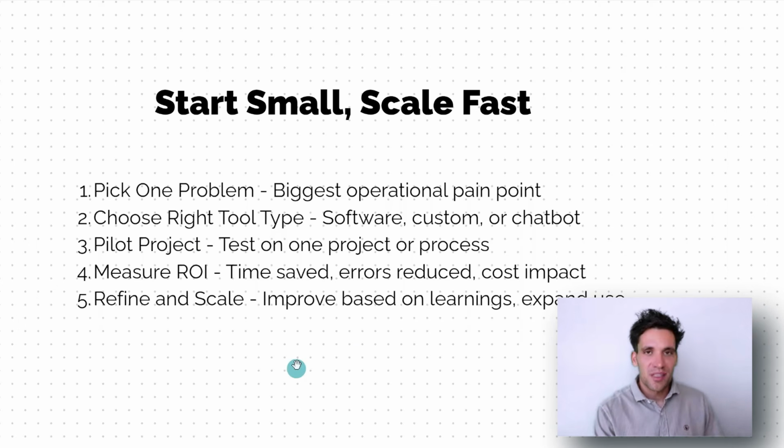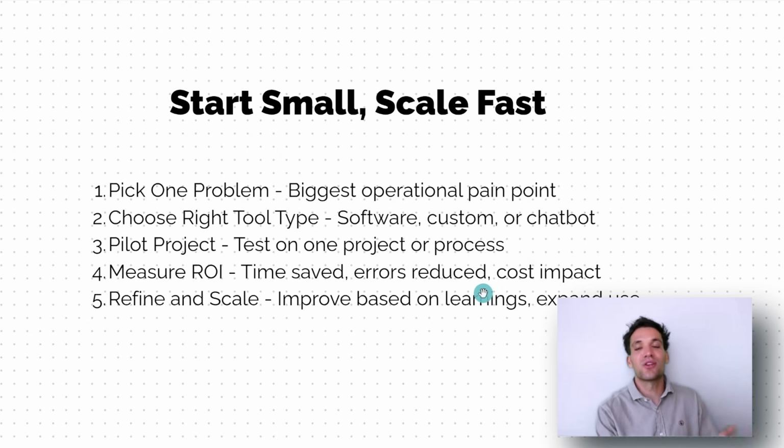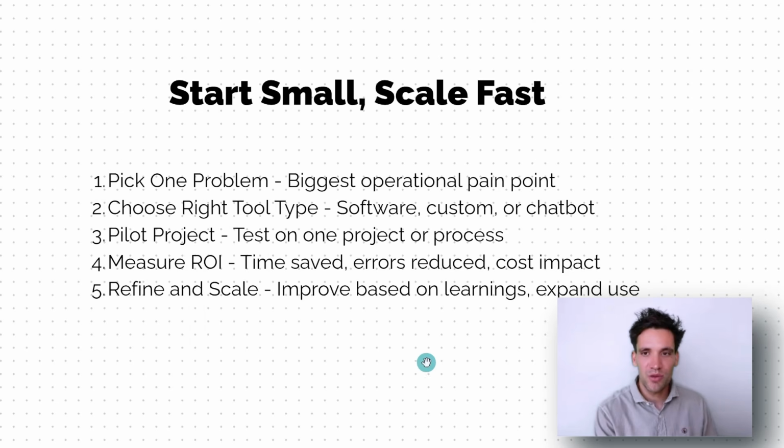Basically, if you start where there's pain or time consuming or waste, that is a good place to start. But pick one problem, pick a small solvable problem. Then choose the right tool for the problem. Maybe software makes sense. Maybe a chat interface makes sense. Maybe an automation makes sense. But I would say automation would probably be more complicated. So you'd want to start with either a chatbot or a pre-built software.